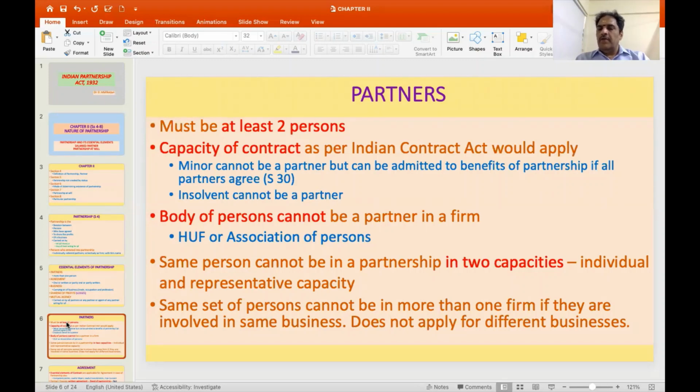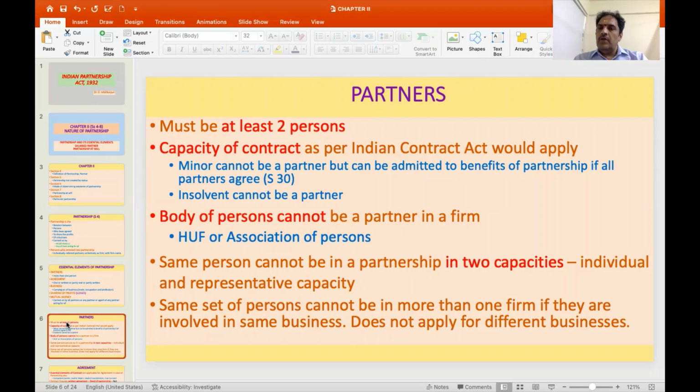The karta of a Hindu undivided family can be a partner in a firm, but he cannot be there in the capacity of a karta and also as a person. This representative capacity's presence in a partnership firm is not permissible. The same person cannot be in a partnership in two capacities. So he has to be there as an individual.